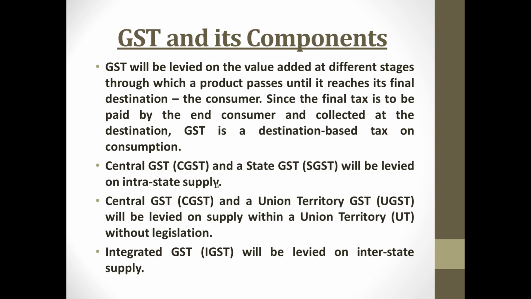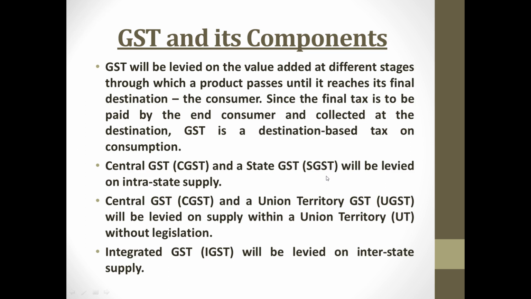So let us say, for example, if you are selling some goods in Uttar Pradesh only, your business is also in the state of Uttar Pradesh, and you are selling it also in the same state. In that case, this will be the case of intra-state supply, and you have to pay the GST in two parts. First one is CGST, that is Central Goods and Service Tax, and the second part will be SGST, that is State Goods and Service Tax.